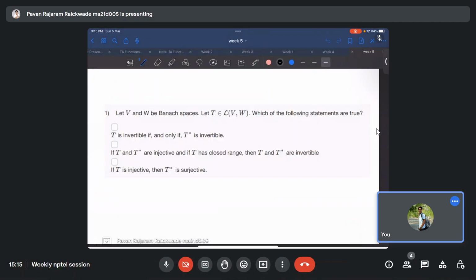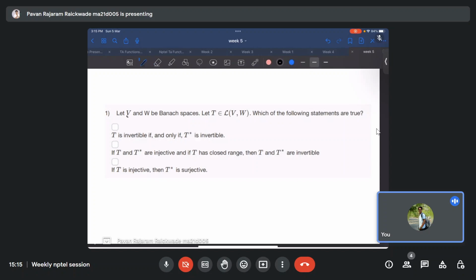Okay, so the statements are: the first one says T is invertible if and only if T star is invertible. Here, invertibility means that the operator is bijective as well as its inverse is also continuous. That's what we mean by saying invertible.